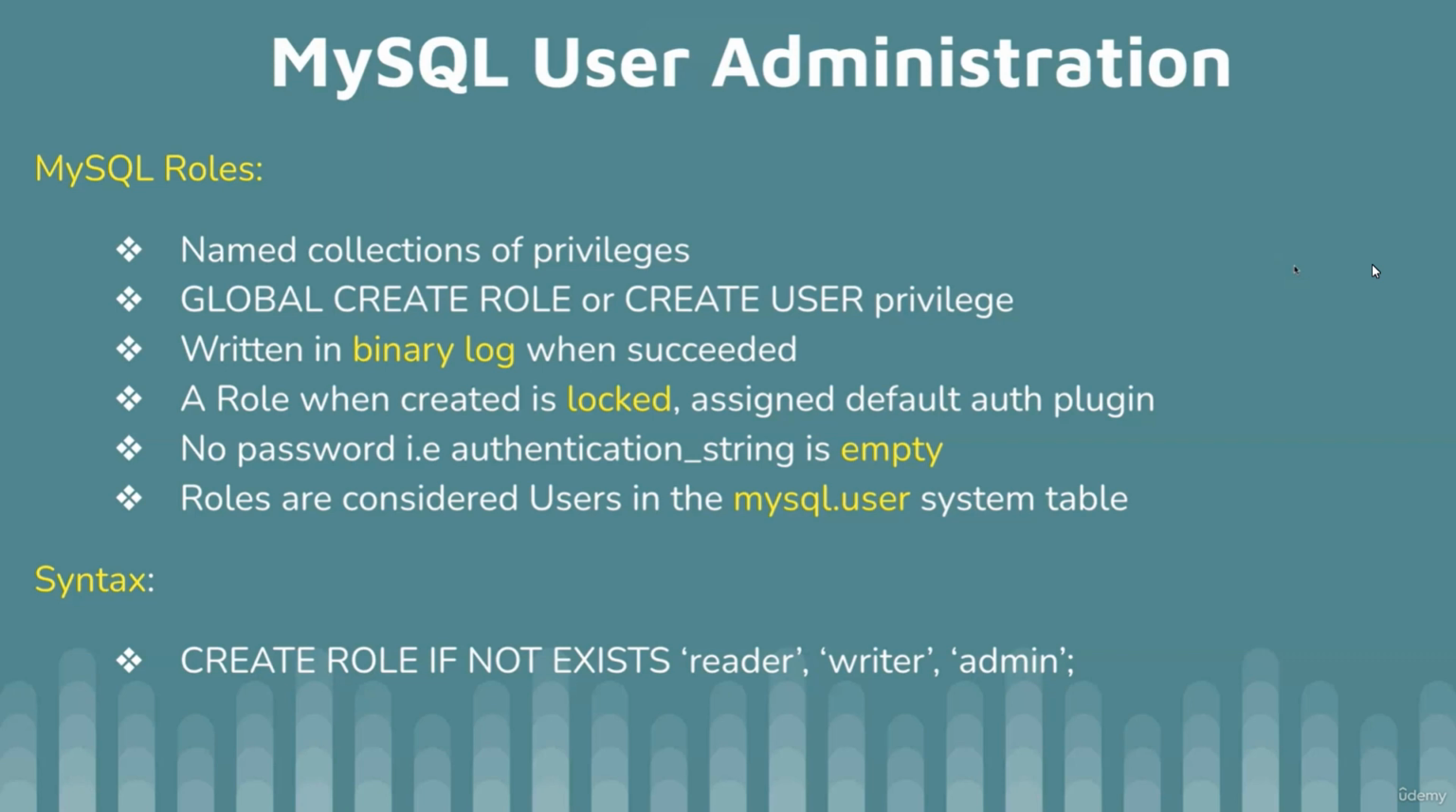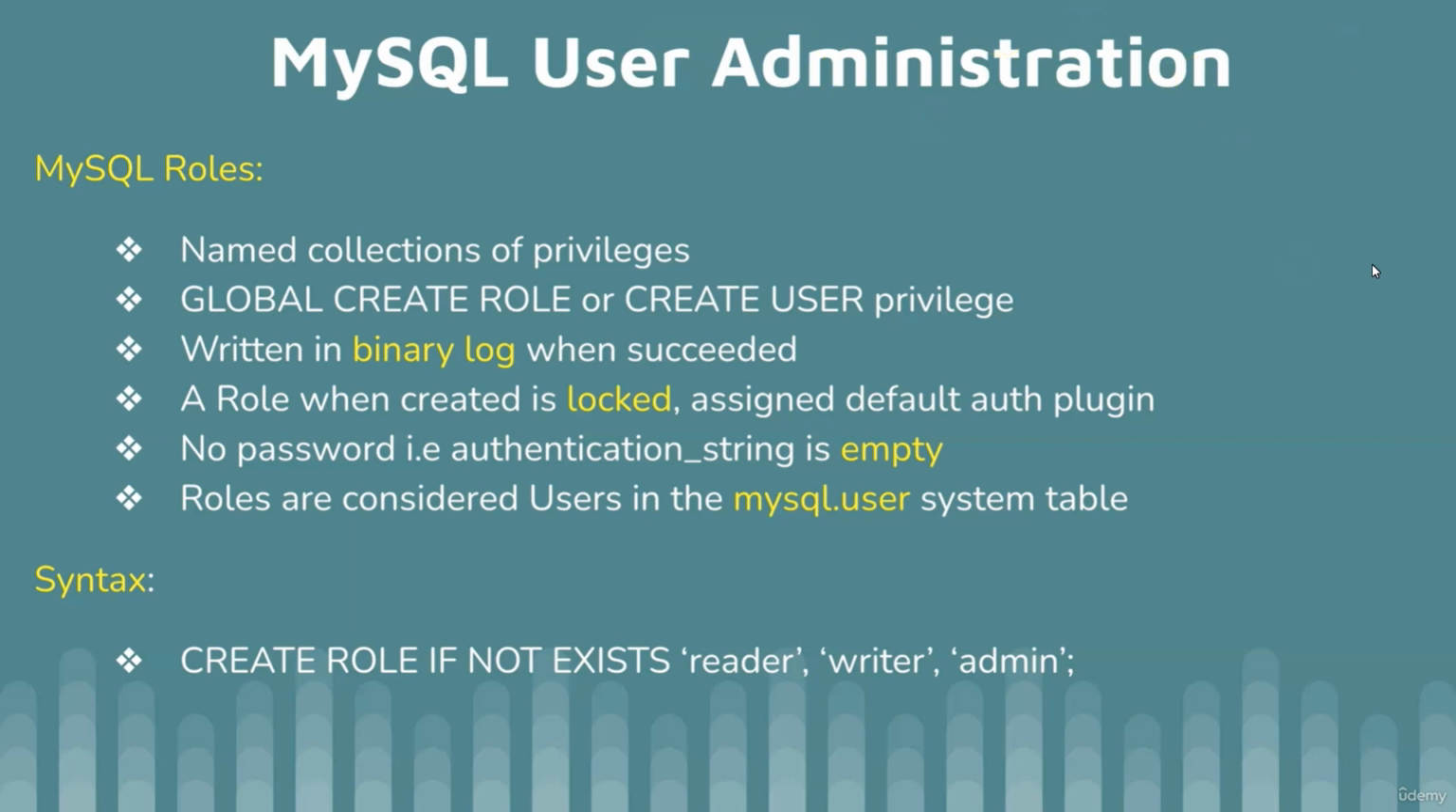There is a difference between an authentication string being empty and null, and this is very important to understand. If I tell you to find all the roles, you need to find them from mysql.user where authentication_string is empty. Roles are considered users in the mysql.user system table. What this really means is that roles are actually like users, but generally you create them as locked. You do not log in as a role. You log in as a user. So you assign a role to a user so that the user can log in using those roles. The roles are under the hood a permission set or a named collection. The syntax is very easy, like any other database object: CREATE ROLE IF NOT EXISTS reader, writer, admin.